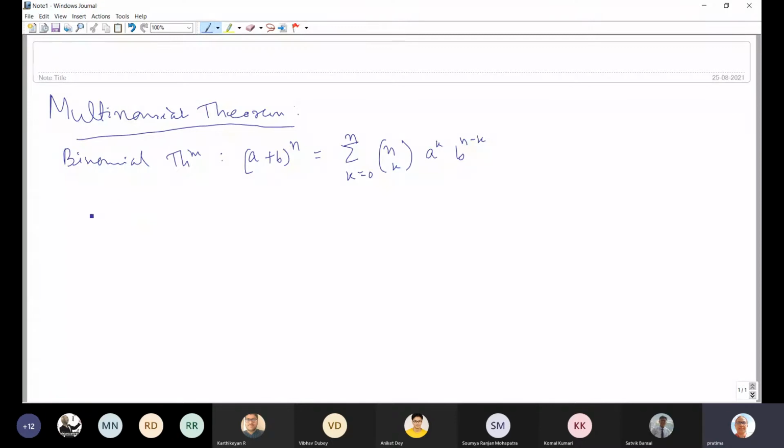So now we'll talk about the multinomial theorem. In this multinomial theorem, instead of these two variables, a and b, we can have m number of variables.